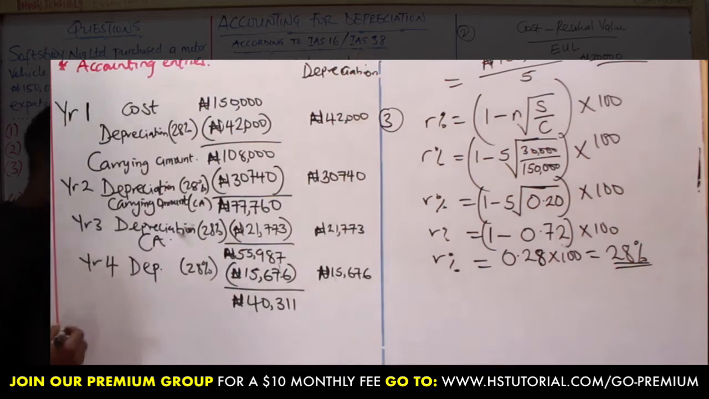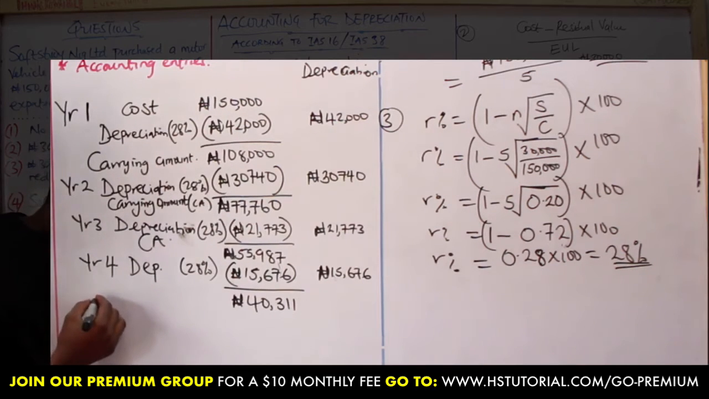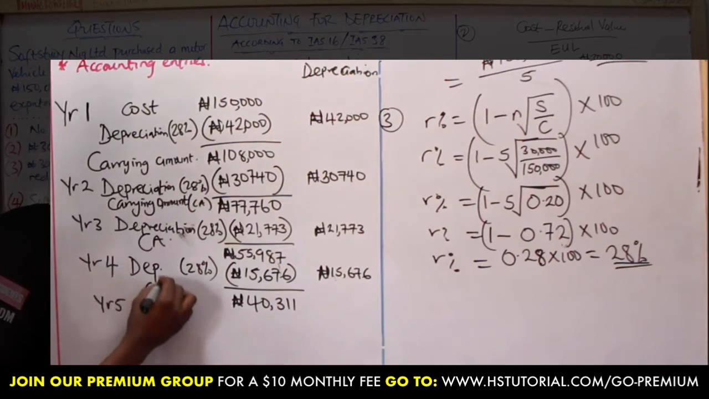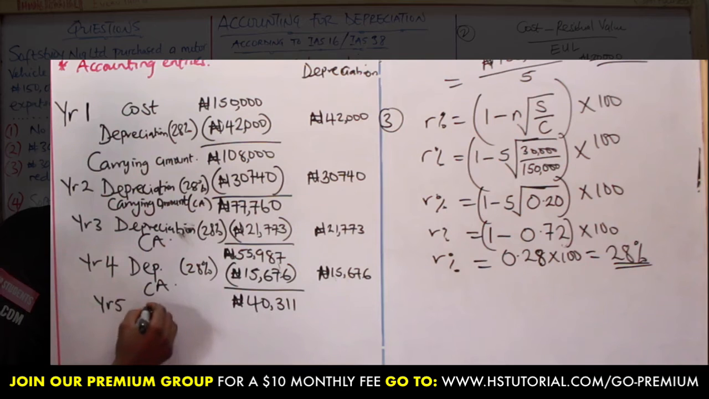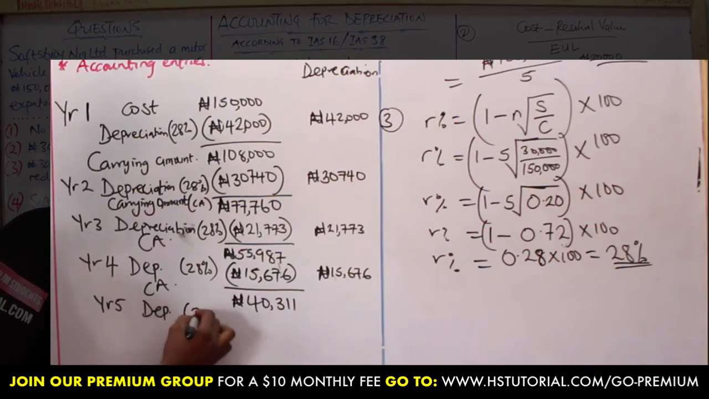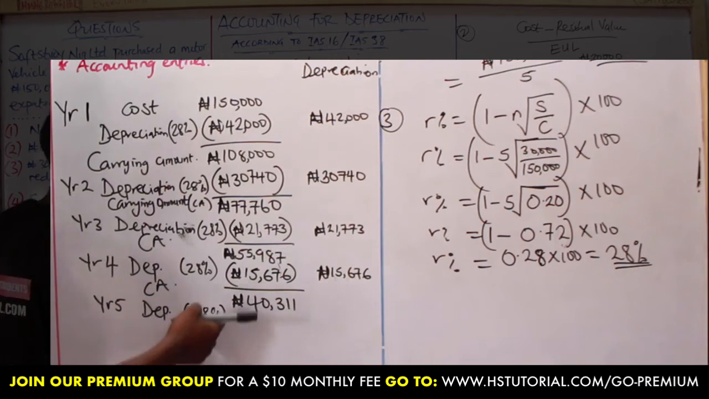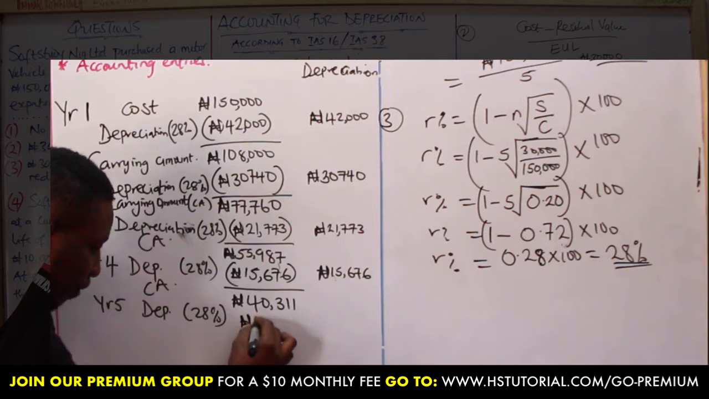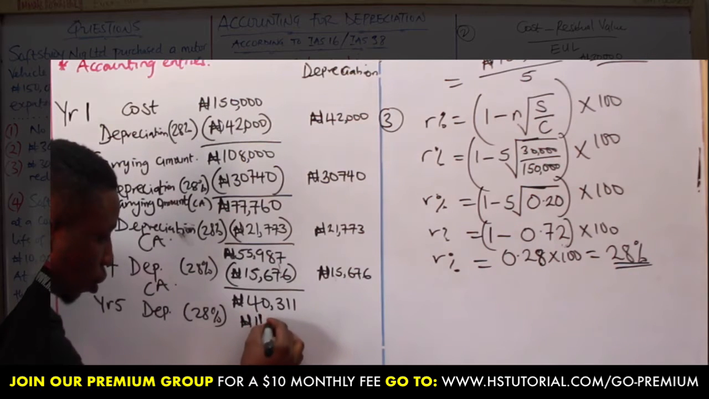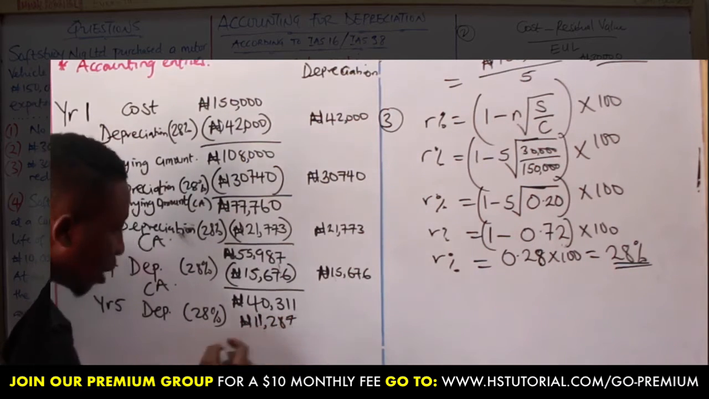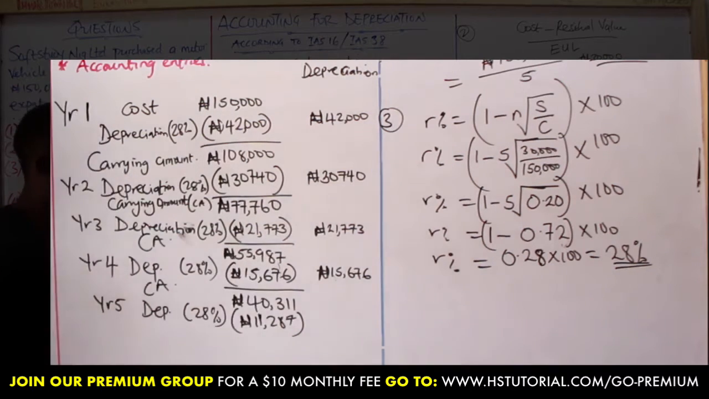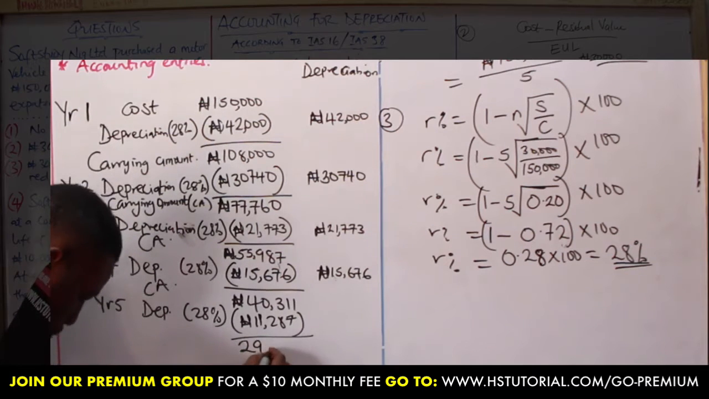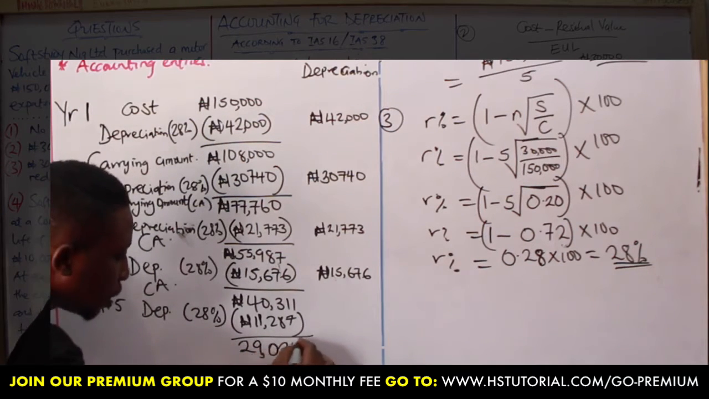So before you move forward, you have to bring out the depreciation, which is 15,676. Okay, so now for year 5, you can get the final depreciation. You apply the 28% to the carrying amount. So when you say 28% of 40,311, what do you have? 11,287. So you deduct it from this 40,311. What do you have? You have 29,024.